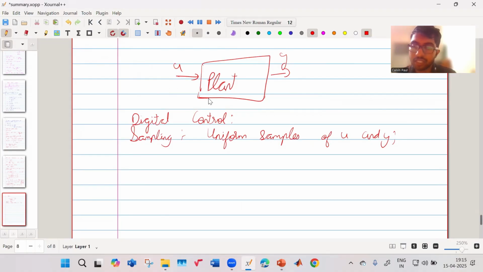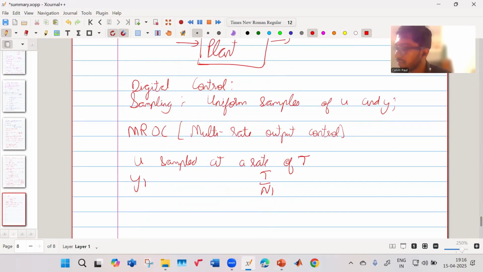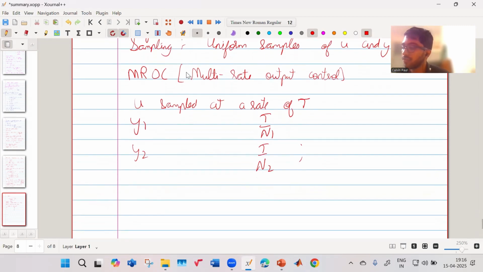There are advanced techniques which Sir has taught in this course. One is multi-rate output control. That is, your input U is sampled at a rate of T, your output Y1 is sampled at a rate of T upon N1, your output Y2 is sampled at a rate of T upon N2, and so on. So what it means is you have different rates of sampling.